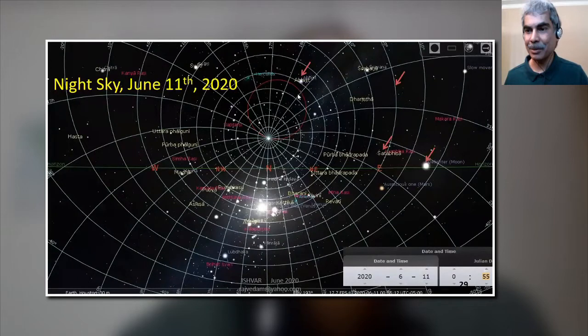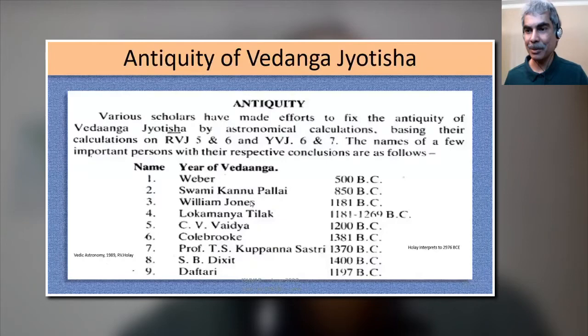Because of this phenomenon, the cardinal points where solstice or equinox happens change over time. Whatever was the nakshatra at solstice today, 1,000 years before or 2,000 years before, it would be something different. Because of that, this is an excellent celestial clock for 26,000 years. So based on that phenomenon, we can talk about the antiquity of our texts.